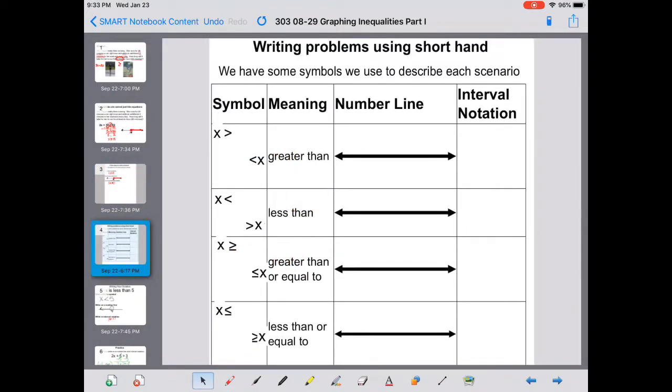So let's copy down this chart into our notes. Please ask the sub to pause the video so you have time to copy this down.